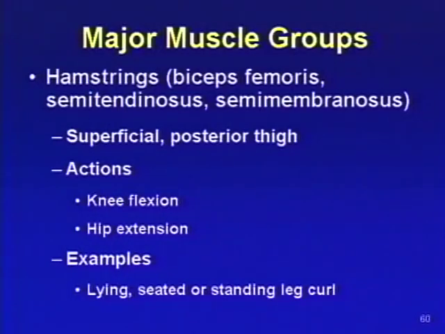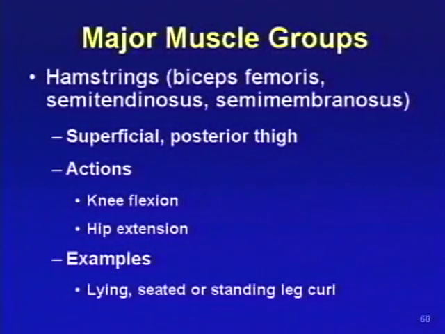Now, the main actions of the hamstrings muscle group include knee flexion, and they're also involved in hip extension. Remembering that the hamstrings muscle group is a two-joint muscle. It does originate from the ischium, and it does insert either on the tibia or the fibula, which crosses the knee joint as well. So exercises that are examples of work for the hamstrings muscle group include either a standing, seated, or lying hamstring curl.